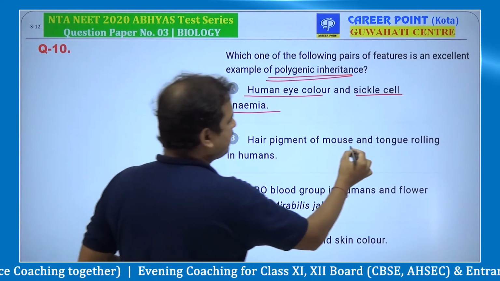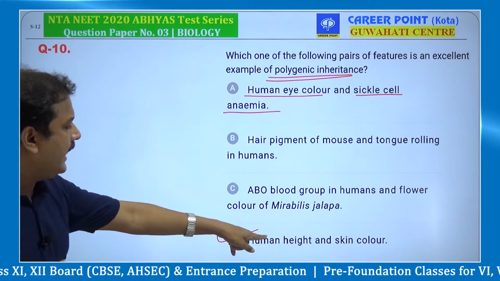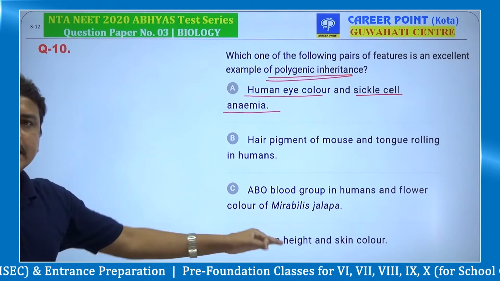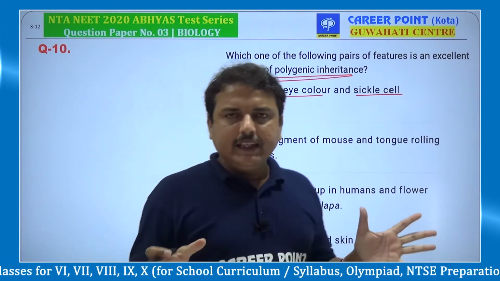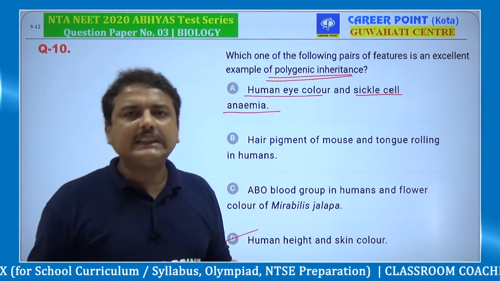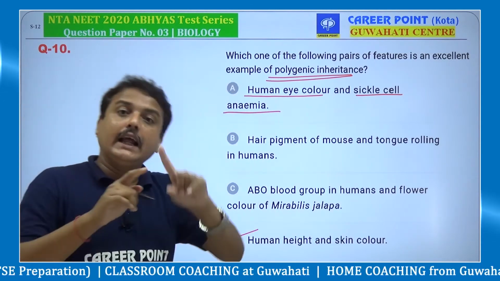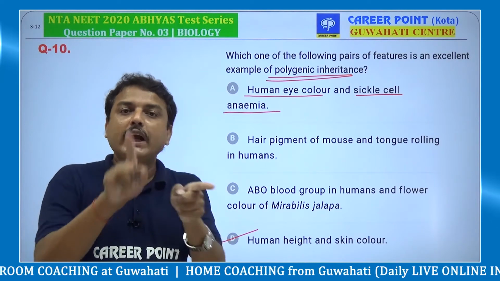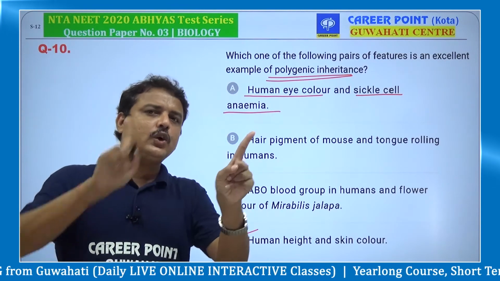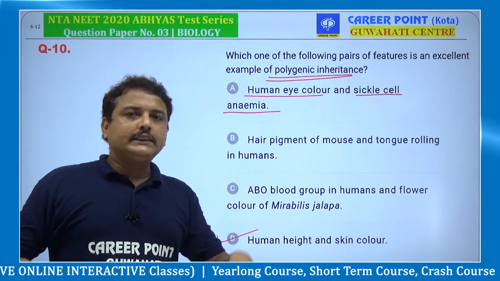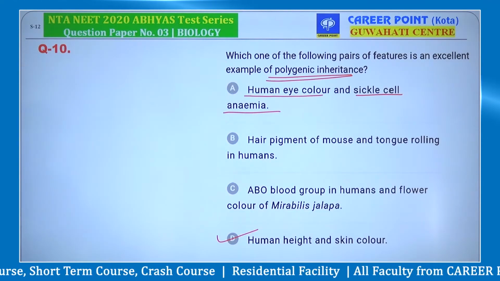Clear? Hair pigment, mouth and tongue rolling in humans, no. The answer here is D, human height and skin color. Human height and skin color is an example of polygenic inheritance. Please remember, polygenic inheritance is when more than one gene is controlling one particular character. And another term, pleiotropy. Pleiotropy means when one gene controls more than one character. Pleiotropy, one gene controlling more than one character, and polygenic, one character controlled by more than one gene. Okay.